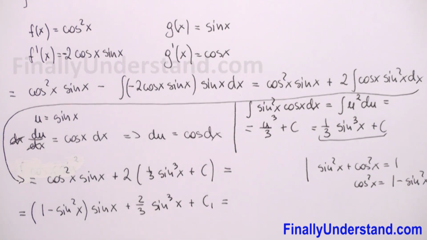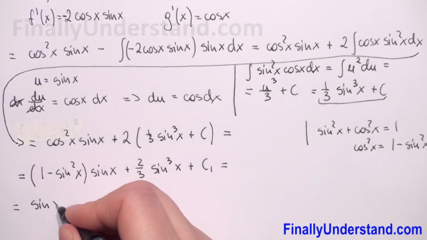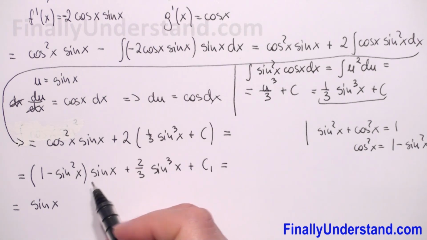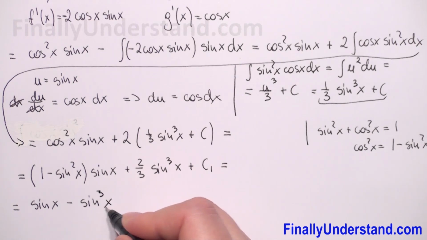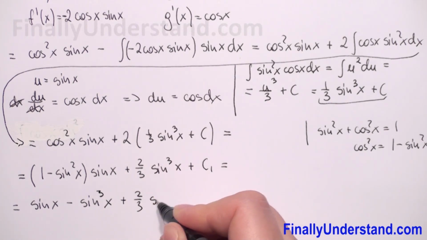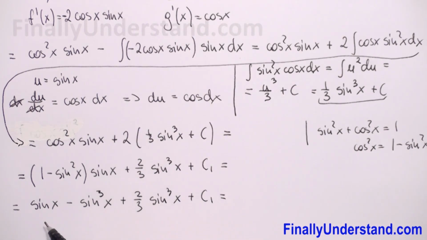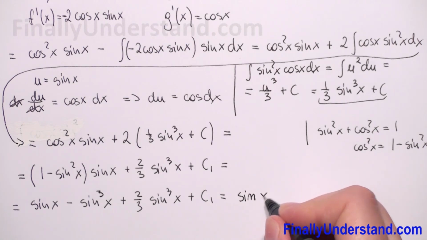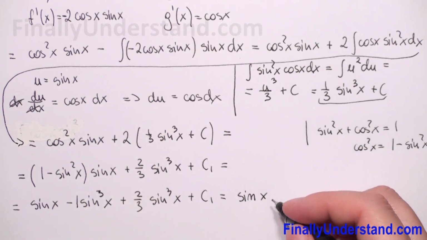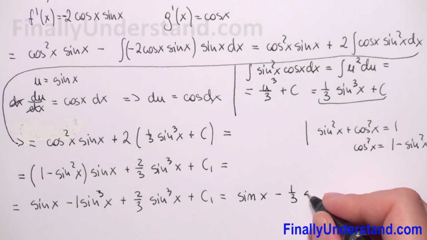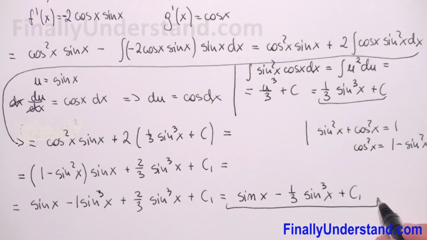So this is equal, we have 1 times sine of x is sine of x, negative sine square of x times sine of x will be negative sine cube of x plus 2/3 sine cube of x plus c1. This is equal, sine of x we need to copy, and we have negative 1 sine cube of x plus 2/3, so it will be negative 1/3 sine cube of x plus constant c1. This is my solution.